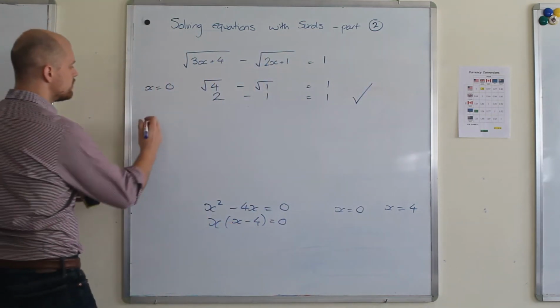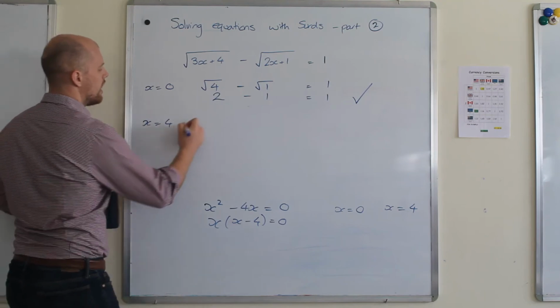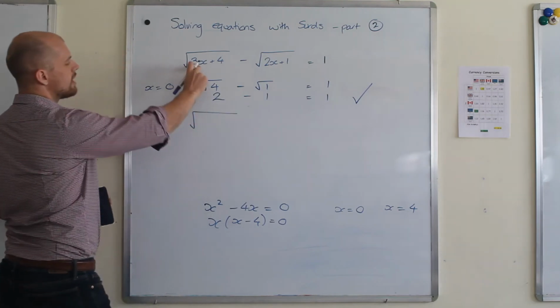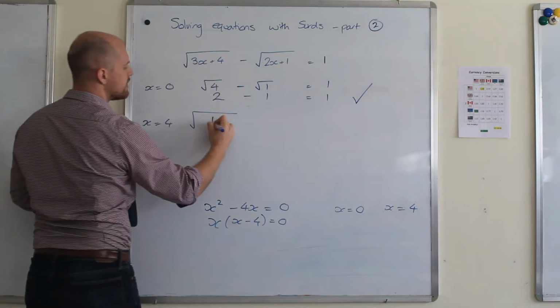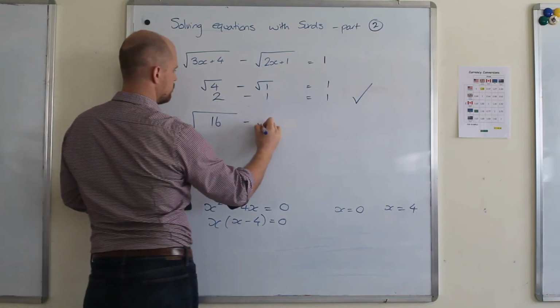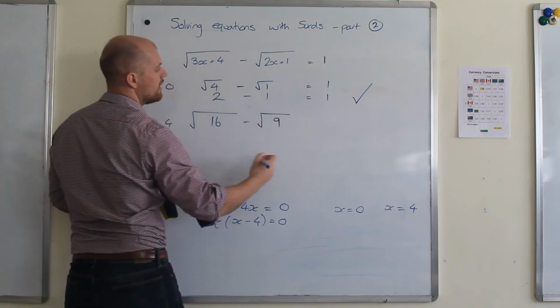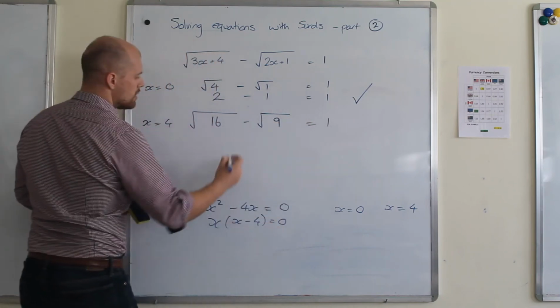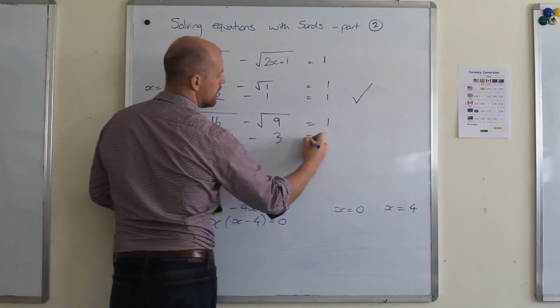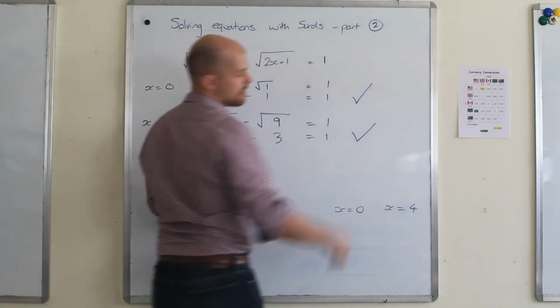Let's take x equals 4. I have root 3 times 4 is 12 plus 4 is 16, minus root 2 times 4 is 8 plus 1 is 9, and that needs to equal 1. So I have 4 minus 3 equals 1. Great, that indeed is a solution again.